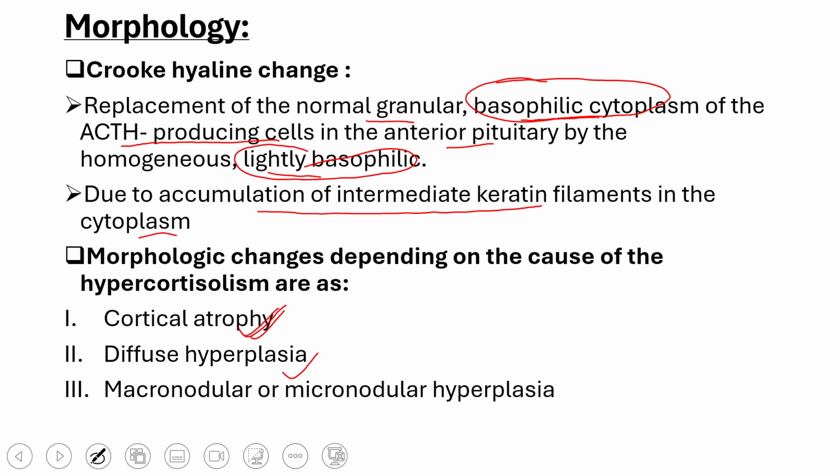But sometimes diffuse hyperplasia can occur, and this happens in ACTH-dependent conditions, where although the cortisol is suppressing the secretion of ACTH, due to overproduction of ACTH, like in pituitary adenoma or ectopic causes, the ACTH level is still higher, and that is showing the trophic effect on the adrenal cortex, resulting in the diffuse hyperplasia, and that hyperplasia could be micronodular or macronodular.